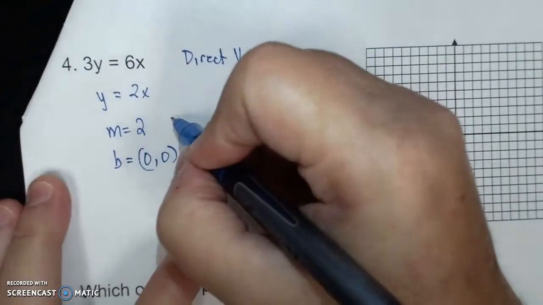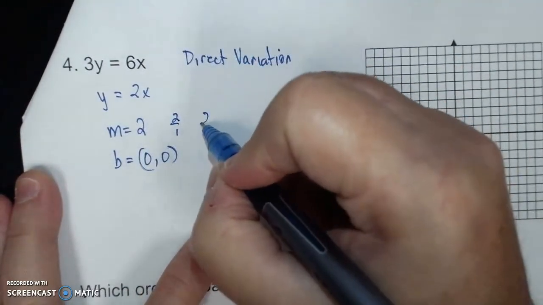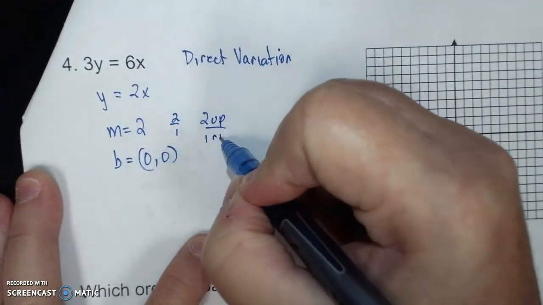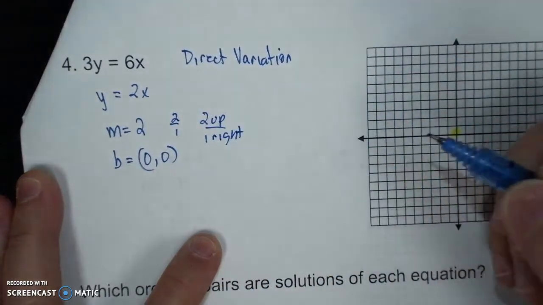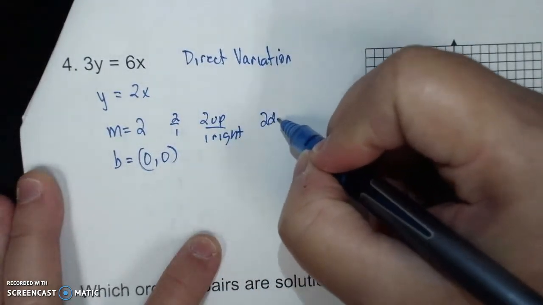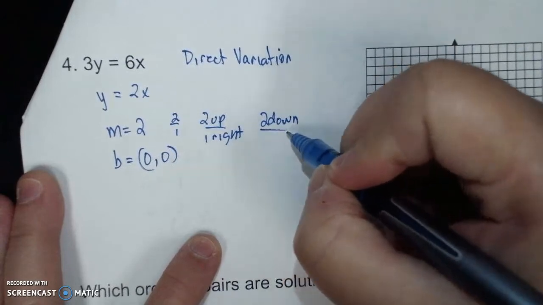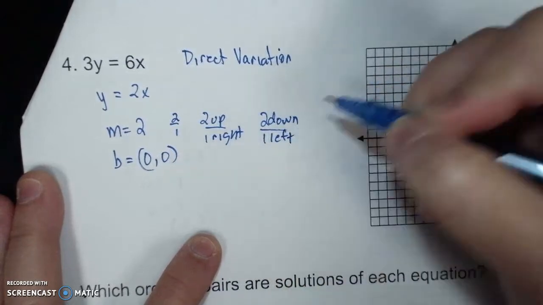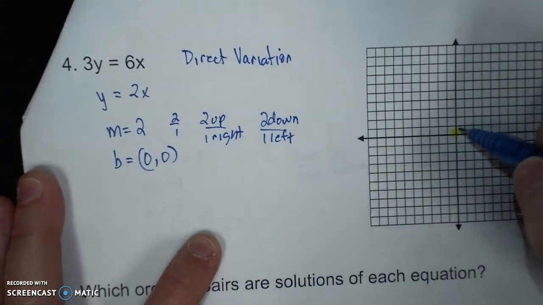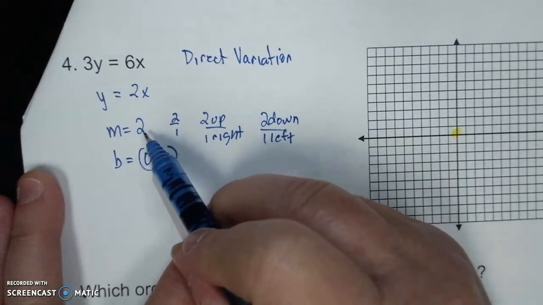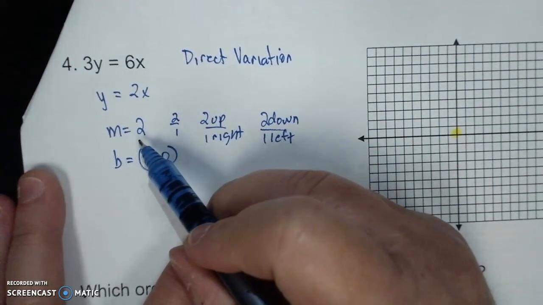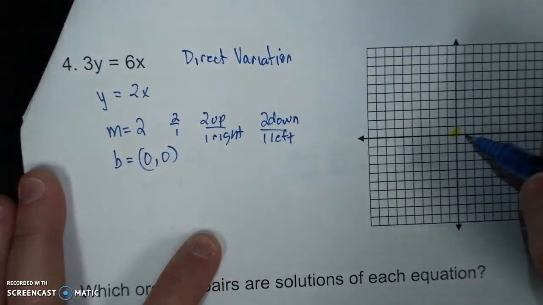My slope is 2 over 1 as a fraction, which means 2 up, 1 right, or 2 down, 1 left. And because that is greater than 1, it's going to be a little bit steeper than the parent function.